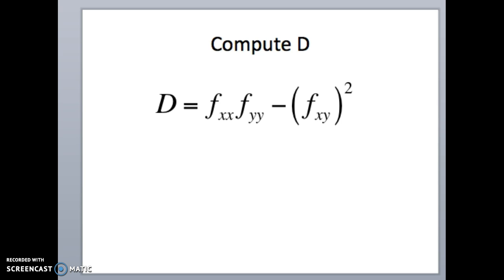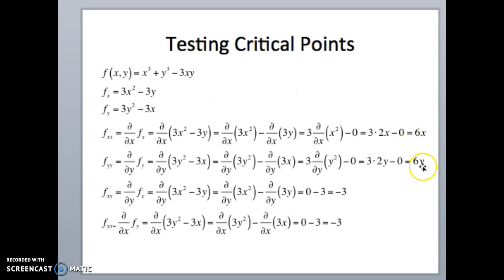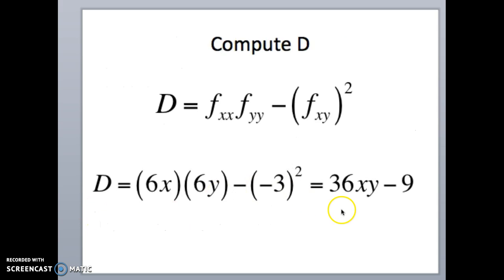So in our case, what did we have? Going back to the previous slide, fxx was 6x, fyy was 6y. We take 6x times 6y minus fxy squared to get our answer. So what will that be? 36xy minus 9. So we have two critical points to work with. 0, 0 is one critical point. 1, 1 is the other critical point. We want to evaluate D at each critical point.